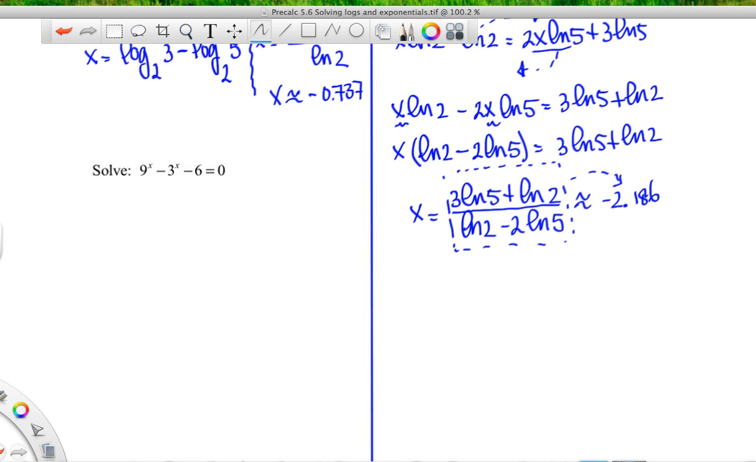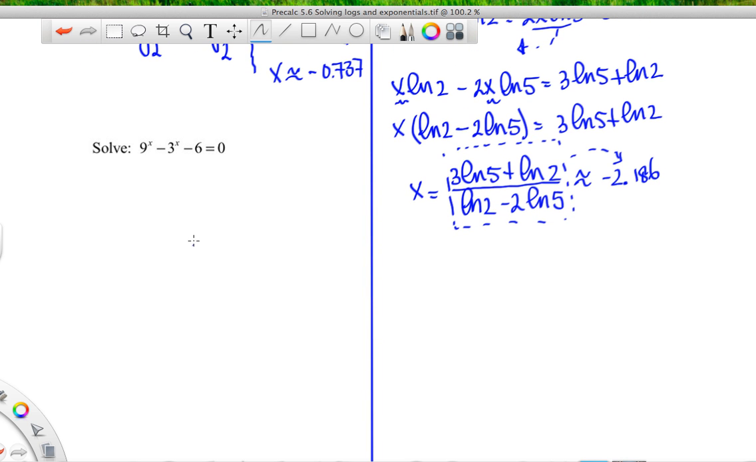Alright, then the last one, sort of a disguised problem here. The first thing that you need to look at here is that the 9 and the 3 have something in common, and that's a base 3. So you could write 9 as 3 squared, and that would make that a 3 to the power of 2x. And then this reminds me of a trinomial, like an x squared minus x minus 6 equals 0 type of deal. Well, that's really what you have here, except you have a 3 to the x that's being squared, minus 1 times a 3 to the x, minus 6 equals 0.